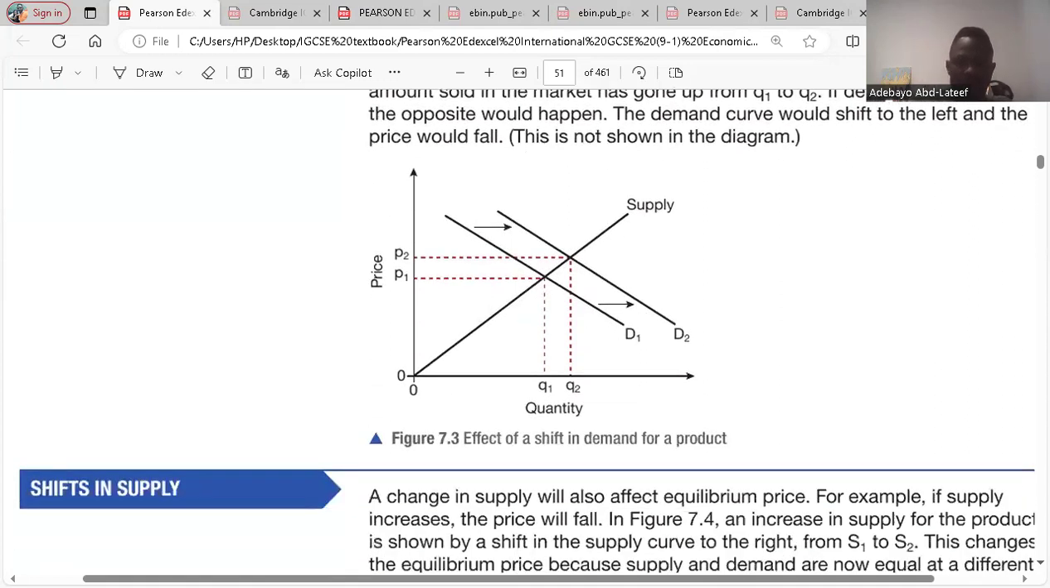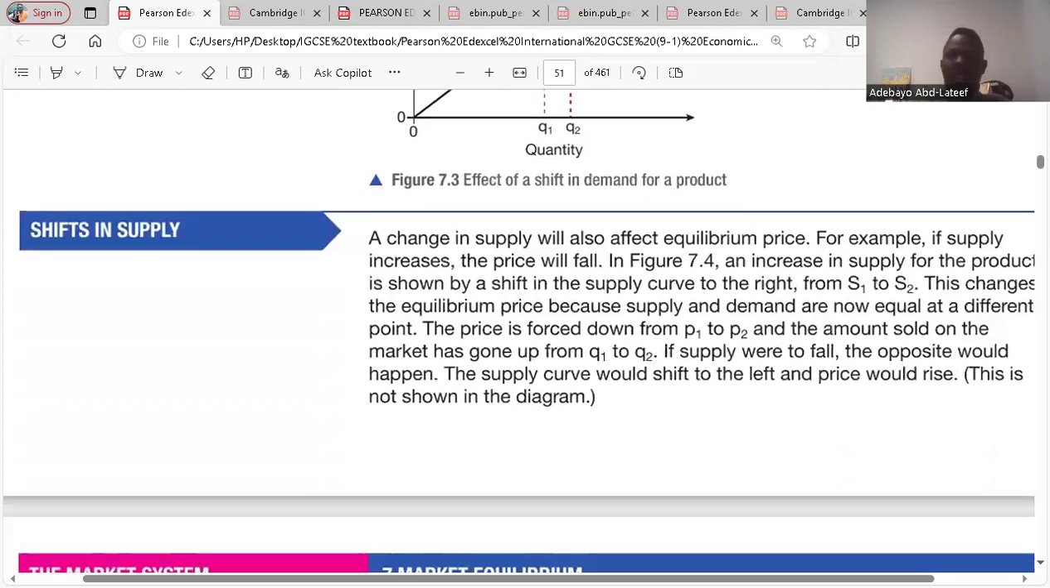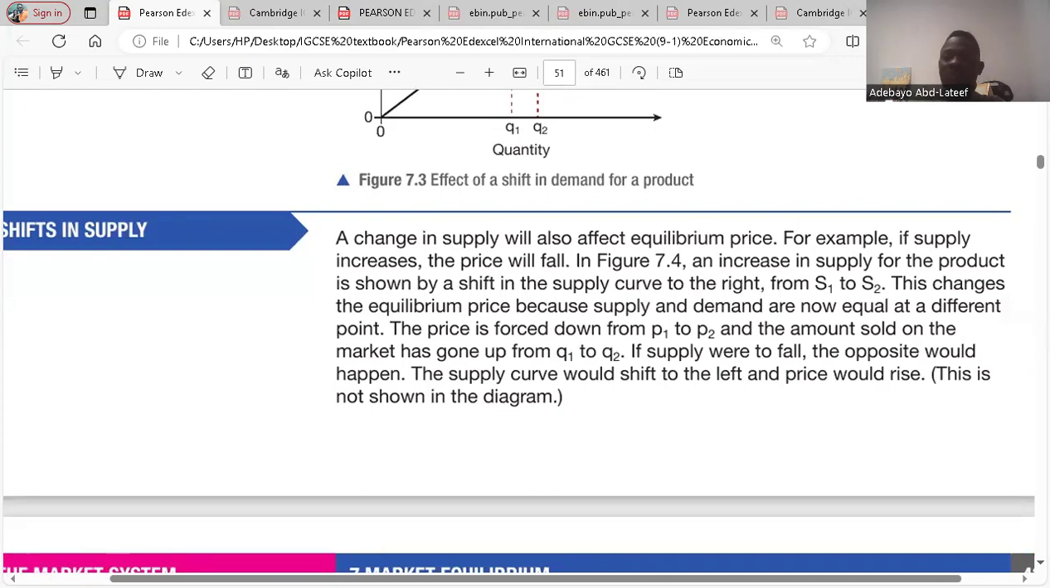Okay. So we go down. Shift in supply. Remember, supply is the quantity of goods firms are willing to produce or supply at a given price and time. There are always changes in supply too, and as soon as there's a change in supply, the equilibrium price will change. An increase in supply of a product means that the supply curve will shift rightward from S1 to S2. So the equilibrium price will fall because supply has increased in the market. If supply increases, the price of the product would fall. Do you understand there? Yes, sir.